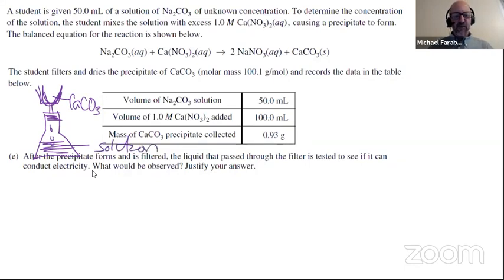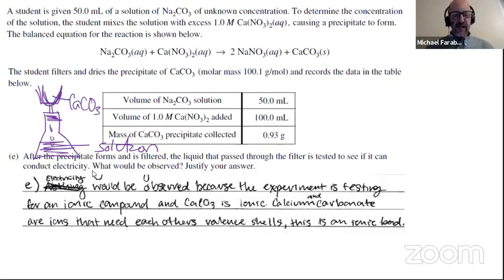Okay. After the precipitate forms and is filtered, the liquid that passed through the filter is tested to see if it can conduct electricity. And the student says, again, what would be observed? Justify your answer. Electricity would be observed, as in it would conduct electricity, because the experiment is testing for an ionic compound, and calcium carbonate is ionic. Calcium and carbonate are ions that need each other's valence shells. This is an ionic bond. So they're saying, yes, it's a conductor because calcium carbonate is ionic. So think about what their mistake was and what you would say.